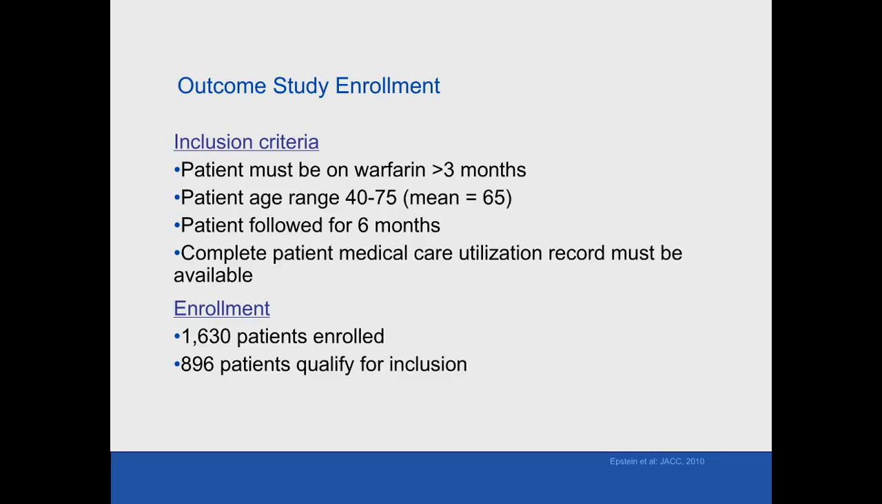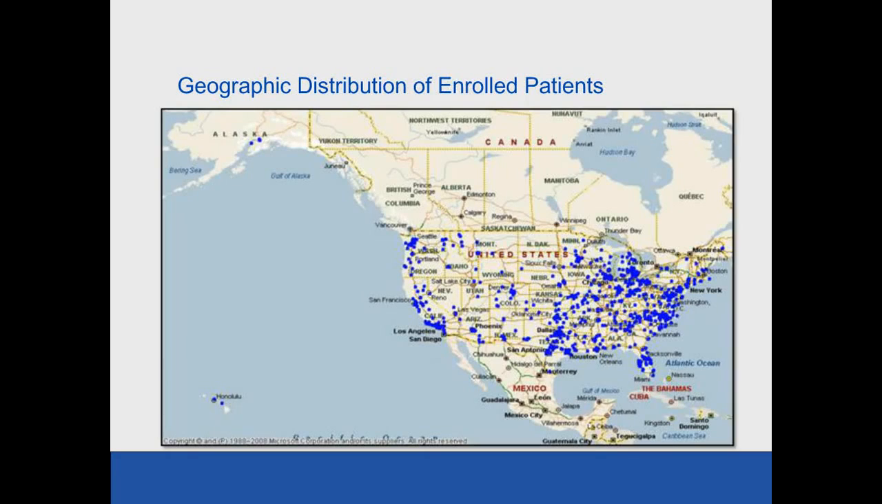So to start with, we enrolled 1,600 patients, and by the time the study was completed, 896 patients qualified for inclusion. So we had 6 months of follow-up, and all of the medical information was available for evaluation. Patients came from across the entire United States, including Alaska and Hawaii.